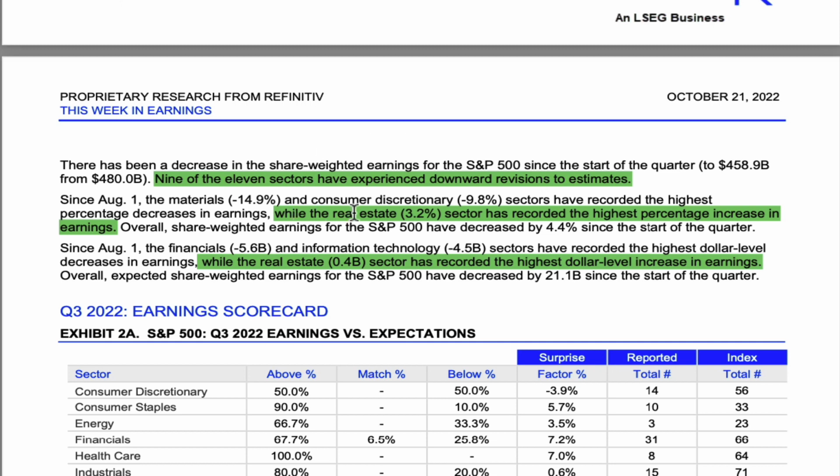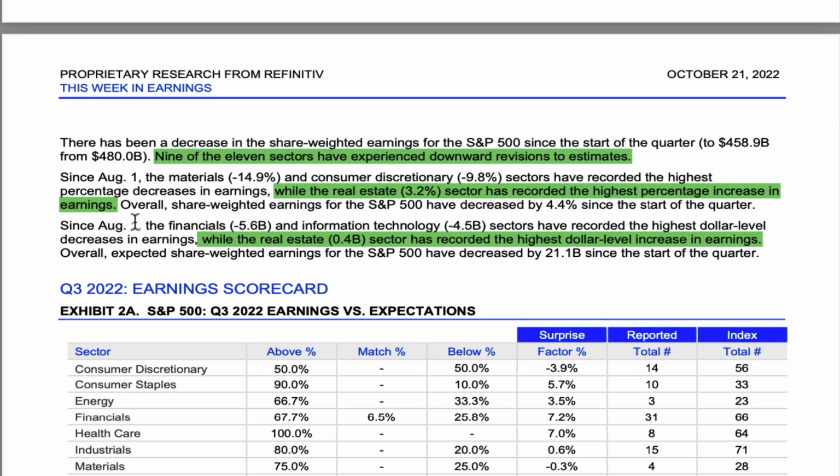Look at this. The real estate sector has recorded the highest percentage increase in earnings. Here we have, since August 1st, materials and consumer discretionary have recorded the highest percentage decreases, while real estate has recorded the highest percentage increase. And the real estate sector is 95% REITs.